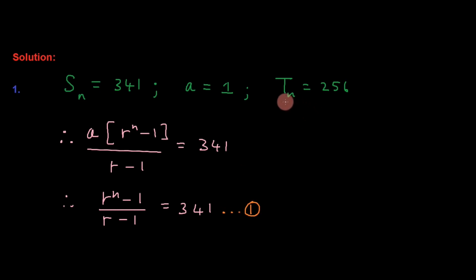We also want to convert this equation and write it entirely in terms of a and r. And we can use the formula for the nth term. So t sub n is ar to the n minus 1, which is 256. A is 1, so hence r to the n minus 1 equals 256.